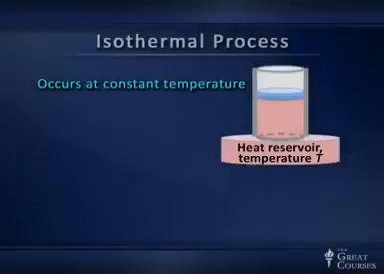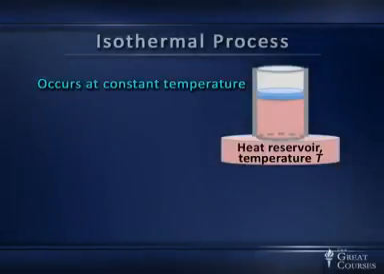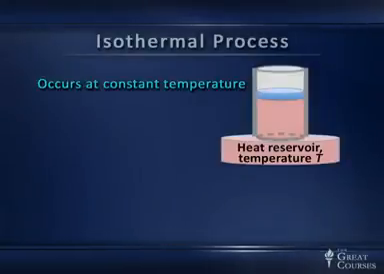Let's take a look now at some specific processes that are actually important in a number of situations, and they're going to be important soon in our understanding of how engines work in particular. So let's look first at one of the simplest kinds of process, a so-called isothermal process. Isothermal means the temperature is the same. So an isothermal process is one that occurs at a constant temperature.